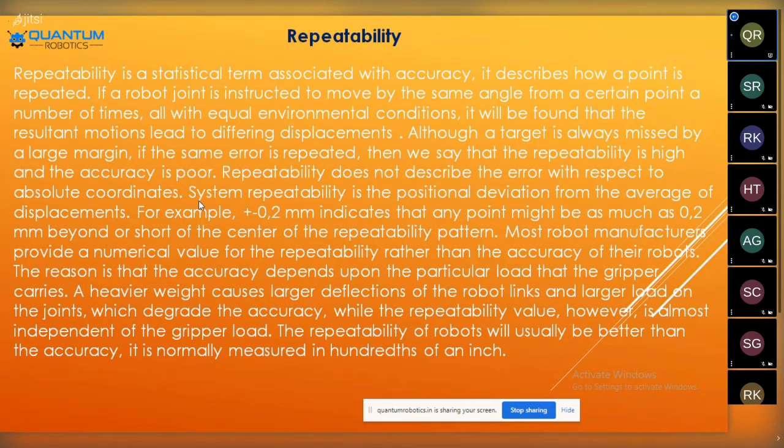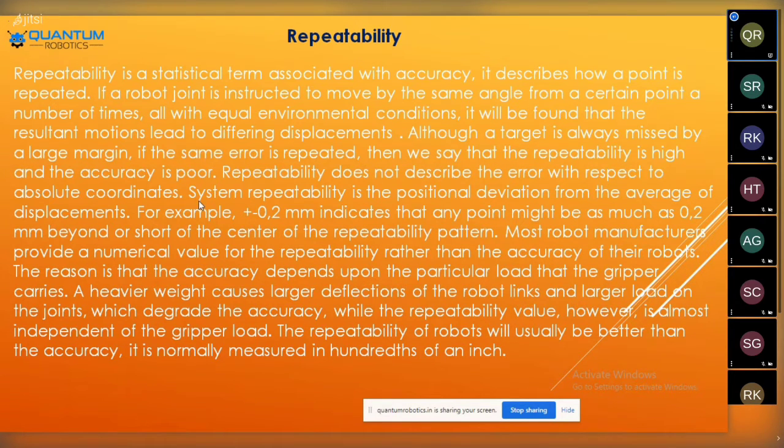System repeatability is the potential deviation from the average displacement. For example, plus or minus 0 to 2 mm indicates that the position might be as much as 0 to 2 mm behind or short of the center.